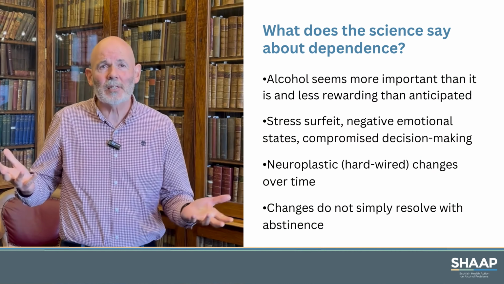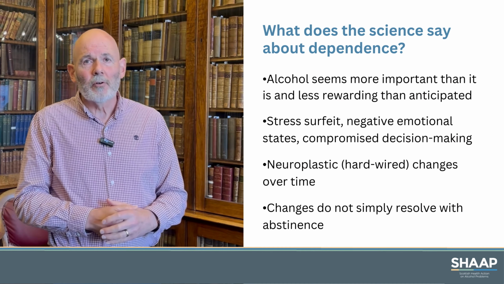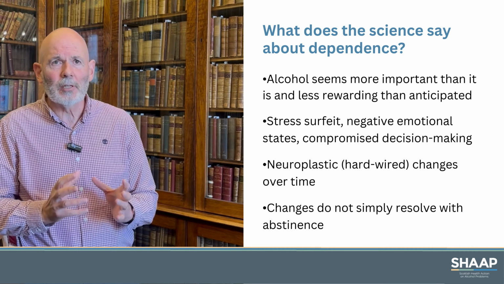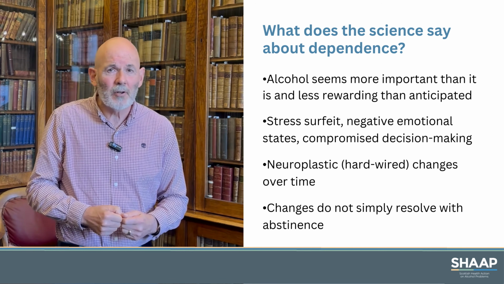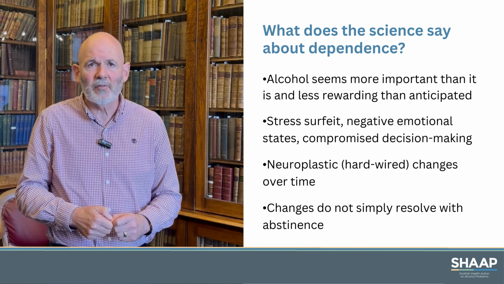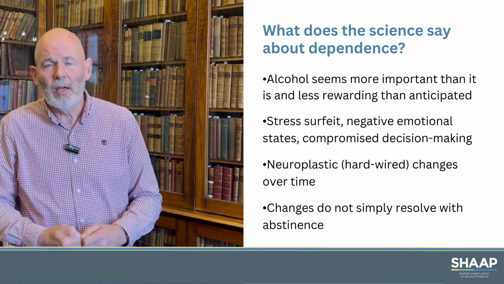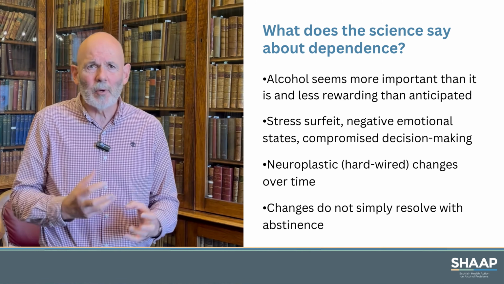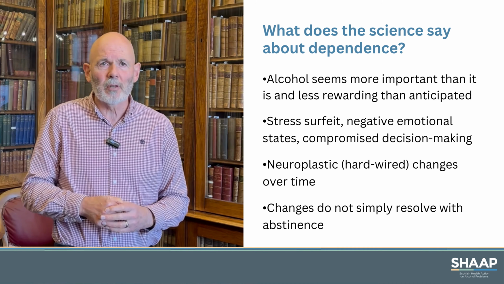So what does the science tell us about dependence? Well, in those with more severe alcohol use disorders, alcohol is afforded a worth greater than it actually deserves. As dependence takes hold, the rewards anticipated are not as great as hoped for. There is evidence that the patterns that develop in the behaviours associated with dependent drinking are habitual. They become hardwired in the brain, in the sense that there's changes in the way the neurons behave and talk to each other. There's changes in neurotransmitter function and availability.